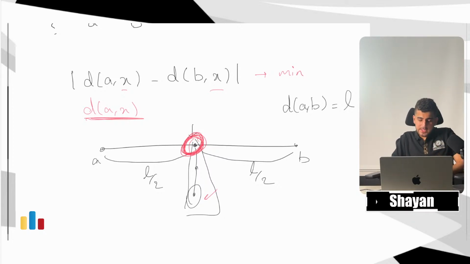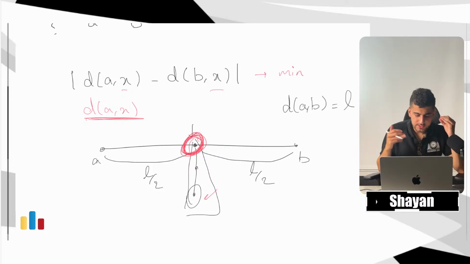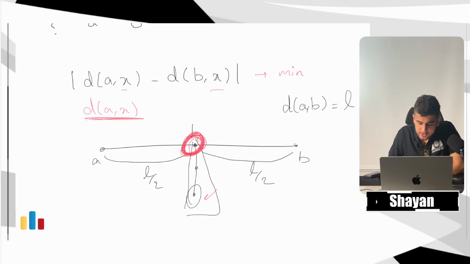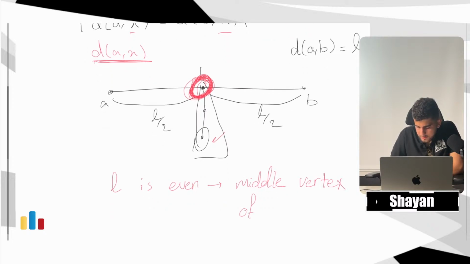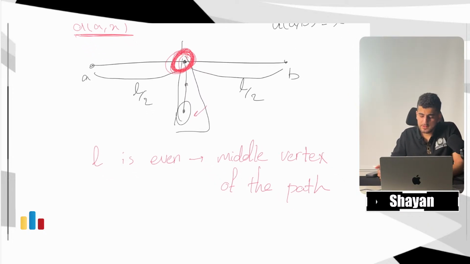So this way we are sure that we will find the middle vertex of the path. These vertices below the middle vertex also have the situation that their distances from A and B are the same. But among all such vertices, Mitsuki will return the one that minimizes the distance to A as well. So in case L is even, it will return the middle vertex of the path from A to B. There's a unique path from A to B, and it will return the middle vertex.